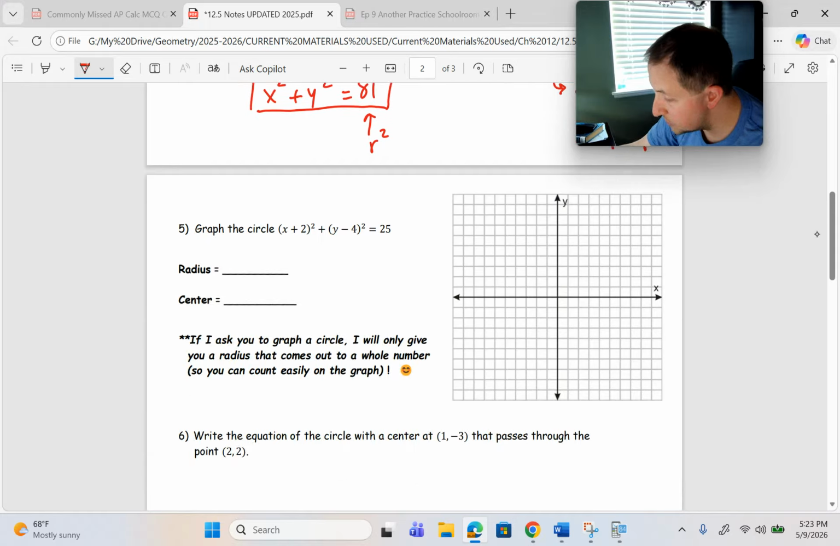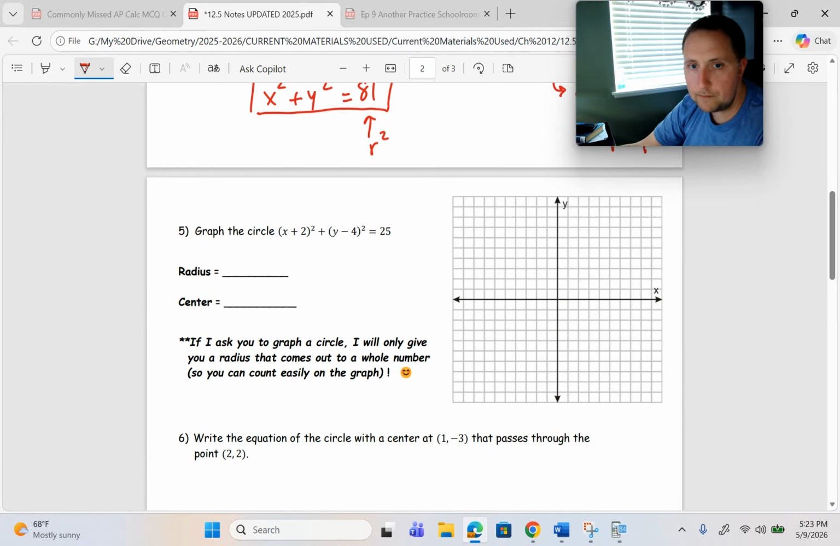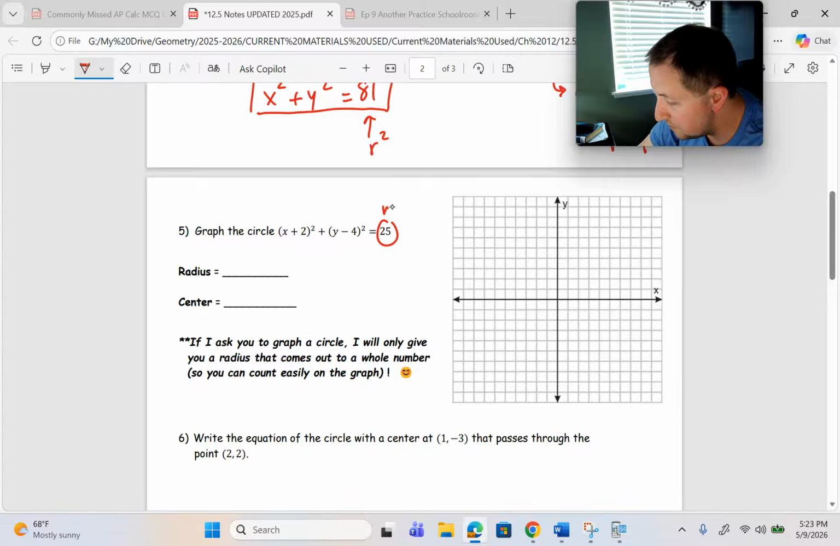Another thing they might ask you to do is graph a circle. If they ask you to graph a circle, the radius will be nice and easy. It'll be a nice whole number. All you need to graph a circle is you just need to know the radius and you need to know the center. So for this one here, I'm just going to write off to the side, what's my radius? Remember, the 25 is the radius squared, so we need to square root that. Square root of 25 would be 5.